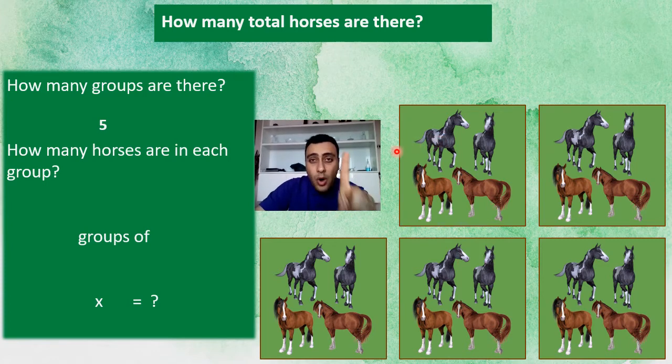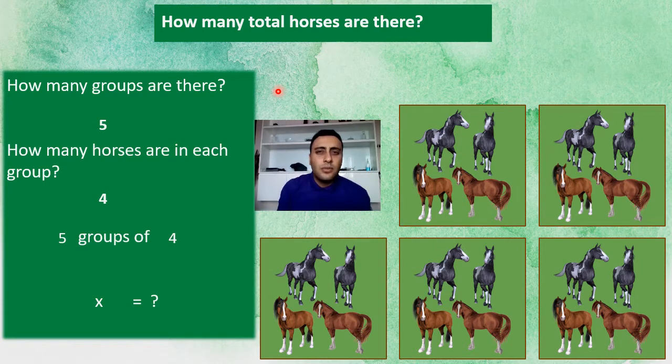Now, next question is, how many horses are in each group? Each means 1. So how many horses are in each group? 1, 2, 3, 4, right? So we have 4. Now, the next question is, we have 5 groups of 4. You see, 5 groups of 4.